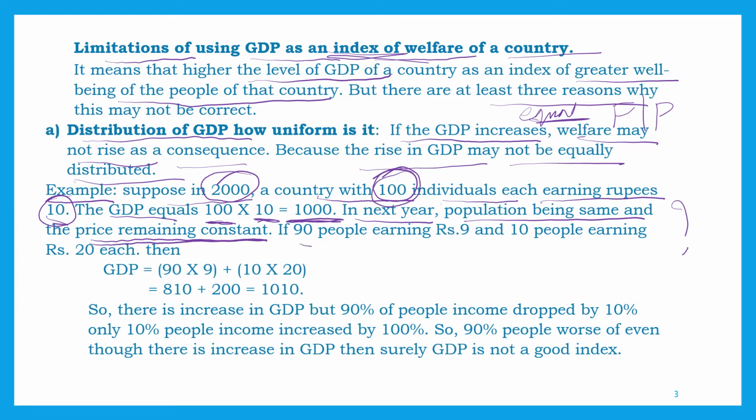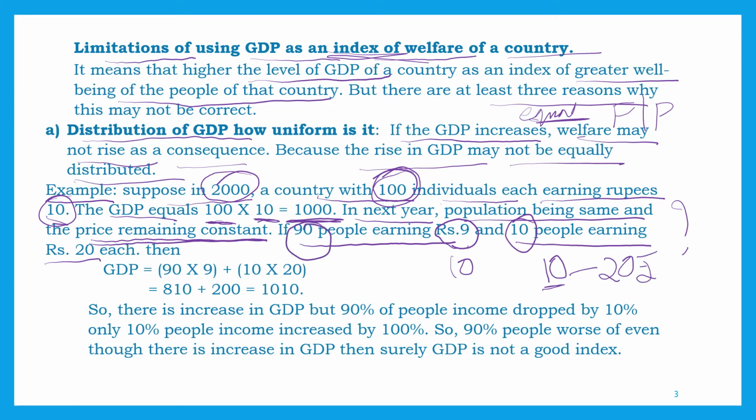Suppose 90 people are earning just 9 rupees. Previously how much? 10 rupees. But now it is 9 rupees. And 10 people are earning rupees 20 each. That means the income of 10 people increased from 10 to 20 rupees, but the income of 90% of people fell from 10 to 9. That means there is a drop in the income of 90% of people.